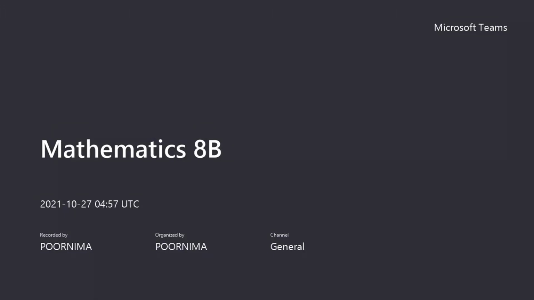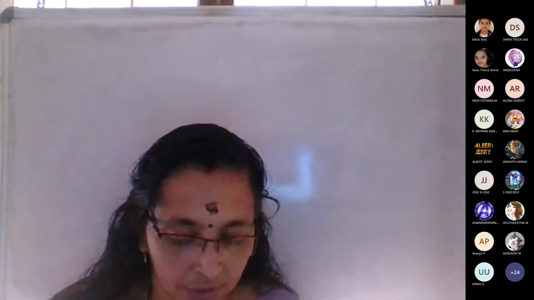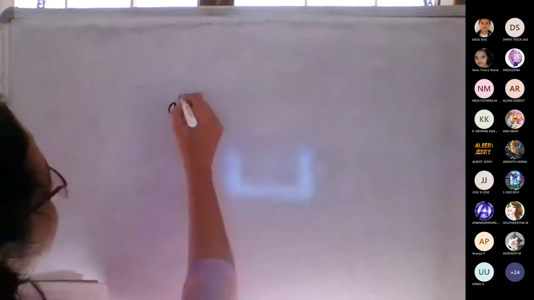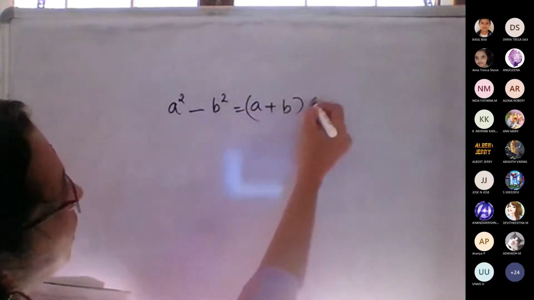Two squares. That is x square minus y square is equal to x plus y into x minus y. Type 4, difference of two squares. That is page number 71. So already we know that a square minus b square is what? A plus b into a minus b.